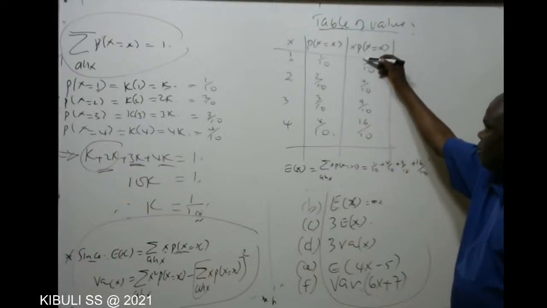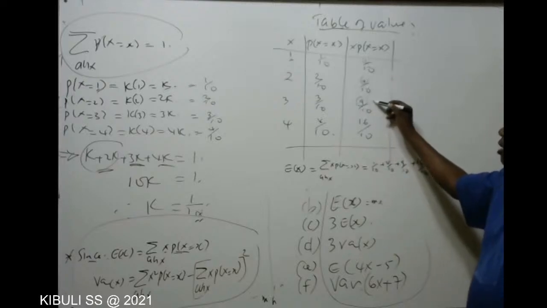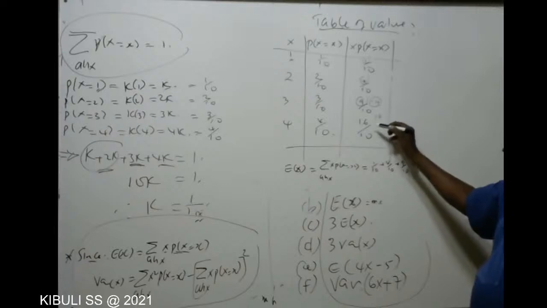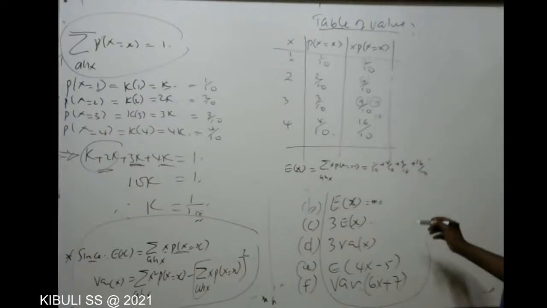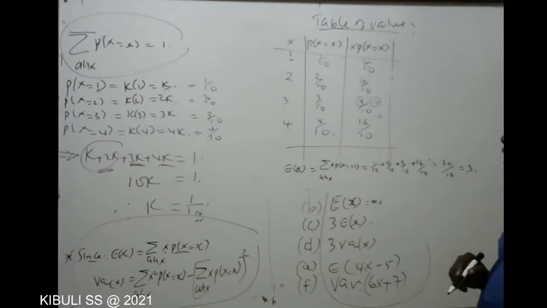So we shall sum this plus this is 5, 14. So you have here 14 plus 16. So that gives you 30. So which gives us what? 30 out of 10. So it's 3. So that means the expectation is 3.